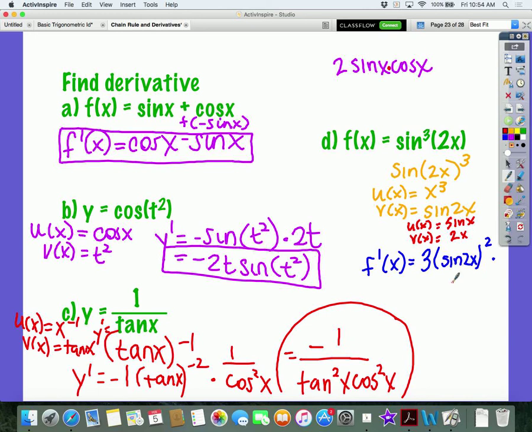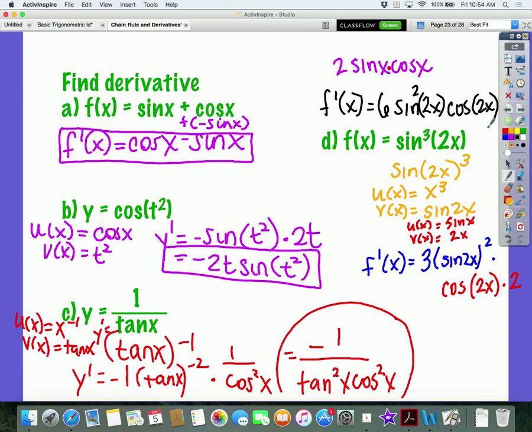So what's the derivative of the inside? Positive cosine x, but instead of putting an x, I'm going to put a 2x, and then I have to multiply that by 2. So it's going to be 3. So our final answer is going to be 6, because you get 3 times 2, sine 2x squared, cosine 2x.